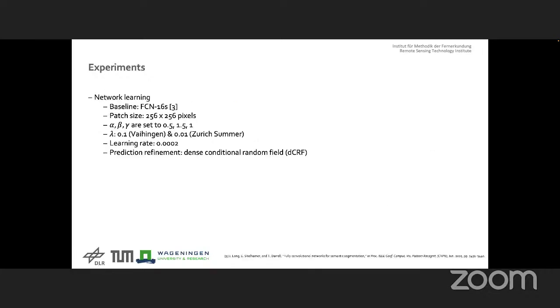Now let's come to the experimental section. In our experiments, we use FCN16s as the baseline model, and test performance on our reproduced dataset with sparse annotations. Before training FCN, we crop large-scale images into small patches with a size of 256 by 256 pixels. We set the hyperparameters alpha, beta, gamma to 0.5 to 1. As to lambda, we empirically set it to 0.1 when training FCN on the Vaihingen dataset and 0.01 on the Zurich Summer dataset.